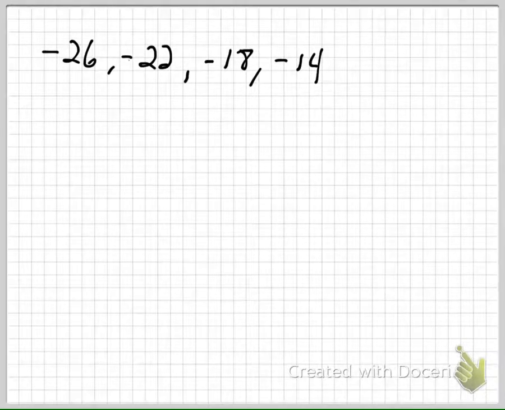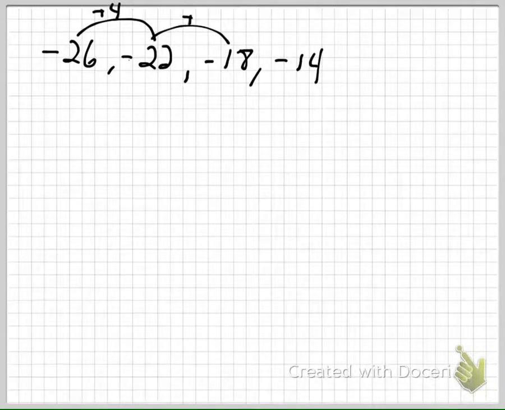Okay, so first of all, how would you know whether or not it's an arithmetic sequence? If it's consistent. So you have to look and go, okay, from -26 to -22, what happened? Plus 4. Agreed? From -22 to -18, plus 4. -18 to -14, plus 4. That makes this consistent, which means that it is arithmetic. It's arithmetic if it's consistently adding or subtracting.